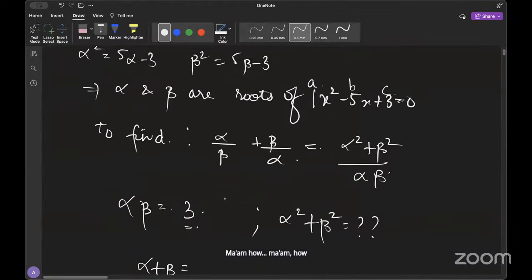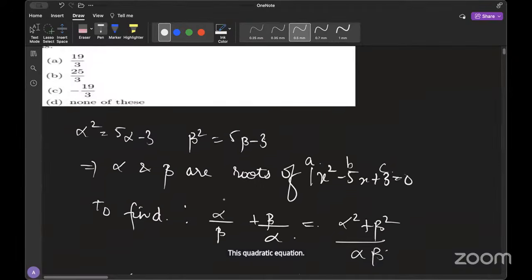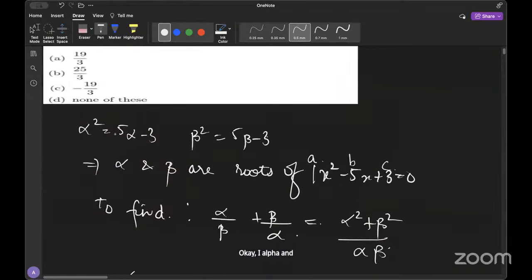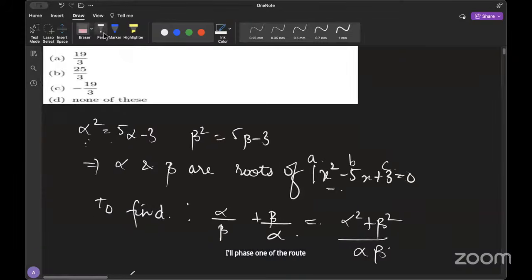How did you write that alpha and beta are roots of this quadratic equation? Alpha is basically a number such that when that number is squared, it's equal to 5 times that number minus 3, right? So alpha is basically a root. What would you get if you put alpha here? You'll get alpha square minus 5 alpha plus 3 equals 0, right? That means alpha square is equal to 5 alpha minus 3, and that's exactly what's given to you. Alpha is one of the roots and beta is the other one.